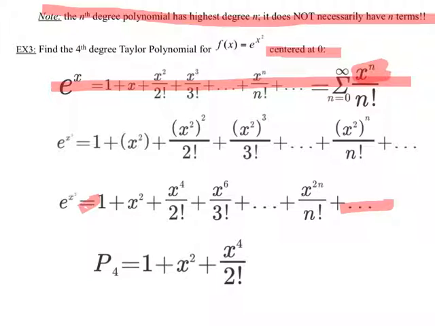And notice I wrote p sub 4 equals. If I didn't want to write p sub 4 equals, I could also write e to the x is approximated by, and then I would just repeat this, 1 plus x squared plus x to the 4th over 2 factorial.